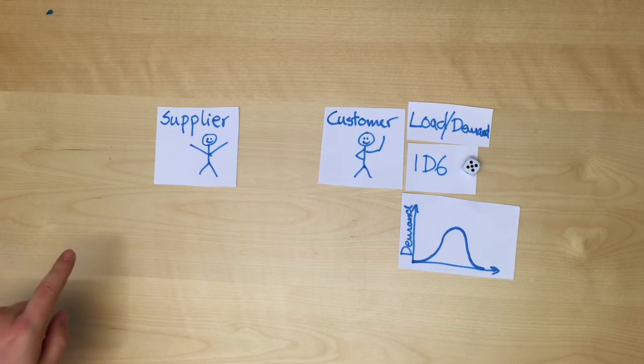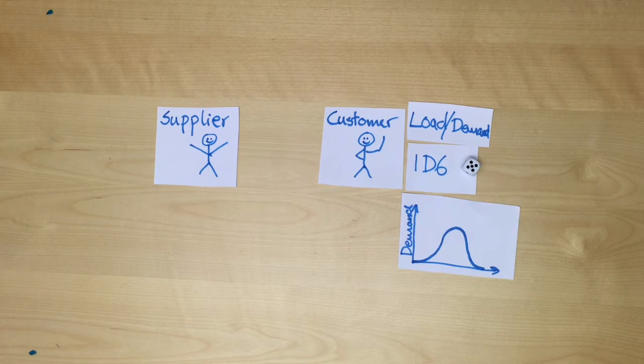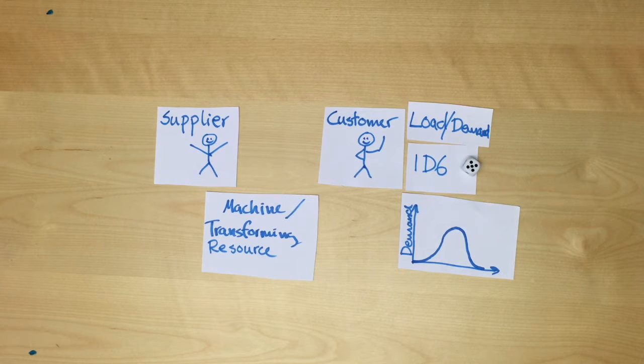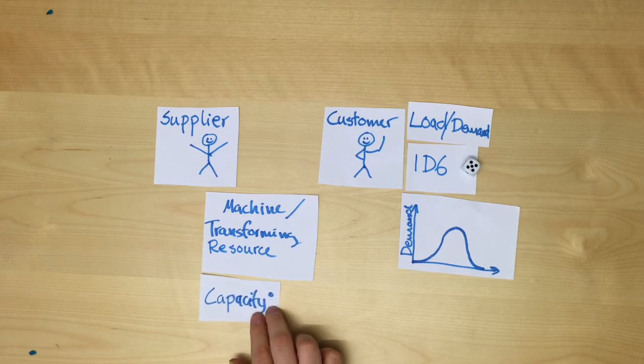On the other hand, we have the supplier, and this will be the one satisfying the customer need. And the supplier will have some kind of machine or transforming resource. So this can be a physical machine like a mill or a turning machine, but it may also be a service technician or a doctor or a surgeon and an operating theater and so on, but some kind of transforming resource. And this transforming resource has some kind of capacity.